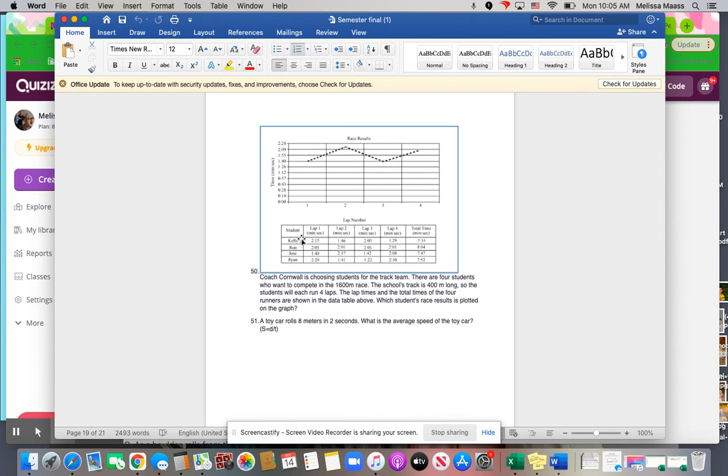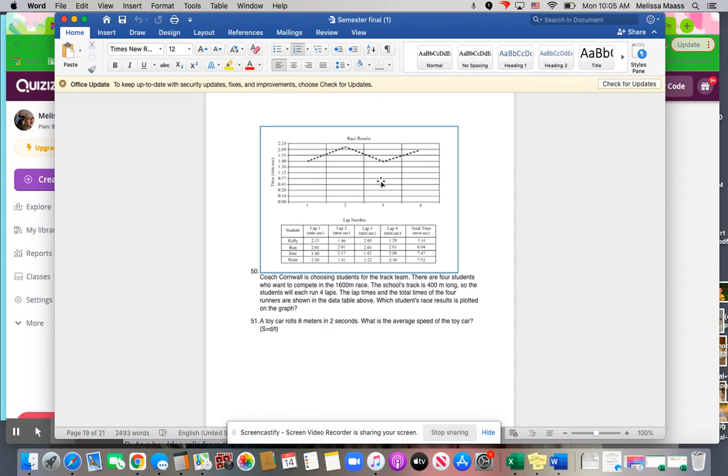If they do, you know it's that kid. So for lap 1, it looks about 1.4, so it's Jose here. For 2, it looks about like 2.15-ish. So the only one really that close is Jose because he's 2.17.